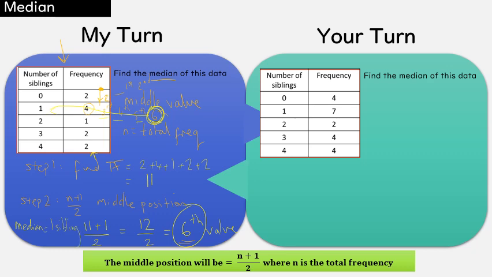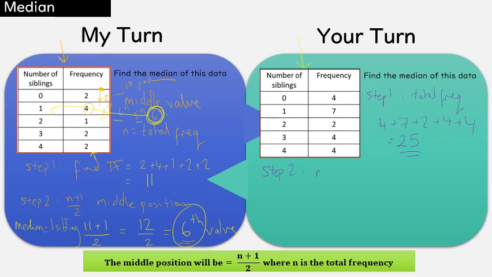Have a go at this question on the right hand side, and then we'll go through it together. Okay, so the answer. First step, remember, is to find the total frequency. So that's all the frequencies added together. So that's 4 plus 7 plus 2 plus 4 plus 4. So that gives me 25. So that's what my n is going to be when I move on to step 2.